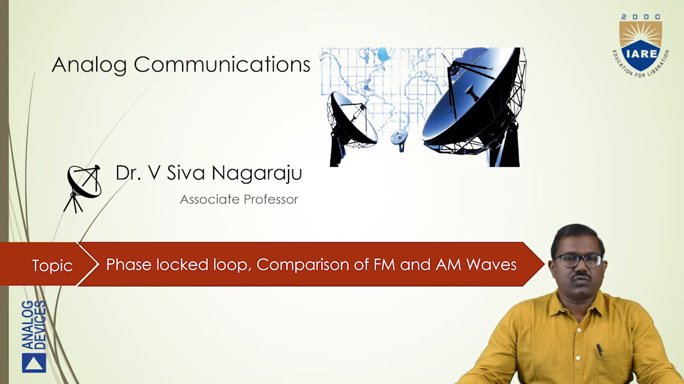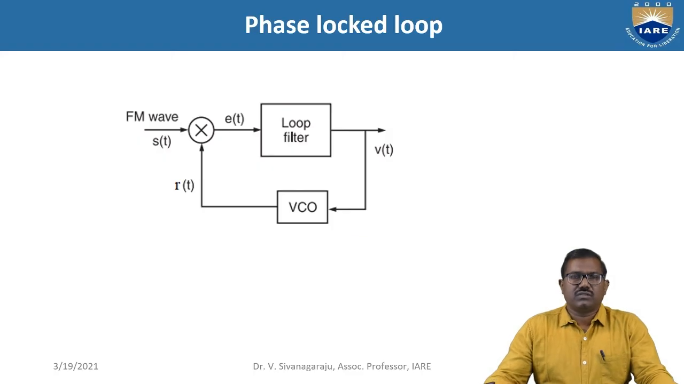Today we are going to discuss the Costas loop. It is one of the indirect methods for demodulation of FM waves, and we are also going to compare FM and AM systems. Okay, now coming to the topic. So this is the block diagram.